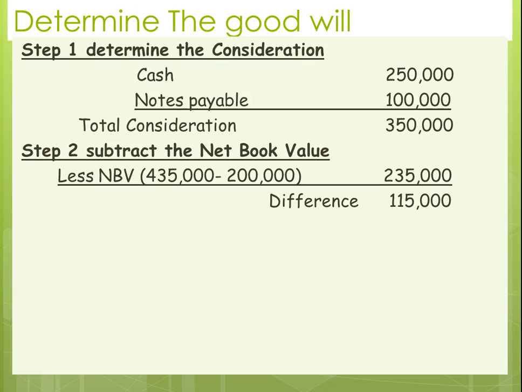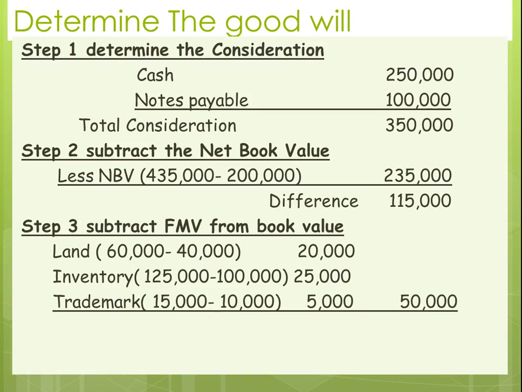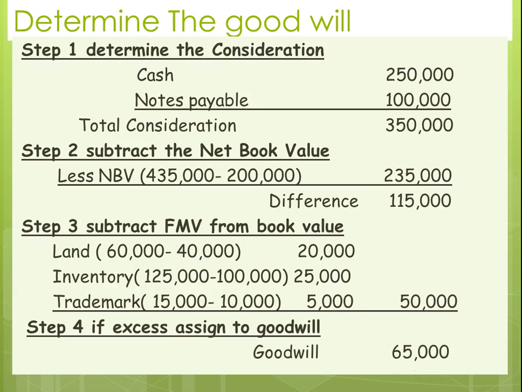But what we try to do is, if the assets are not correctly valued, assign as much of that difference to those assets, and it is only the remainder that goes to goodwill. So again, we had land that was undervalued by 20, inventory undervalued by 25, and trademarks undervalued by 5, which means that we have a total of $50,000 of that $115,000 that can be assigned to assets, which gives us goodwill of $65,000.